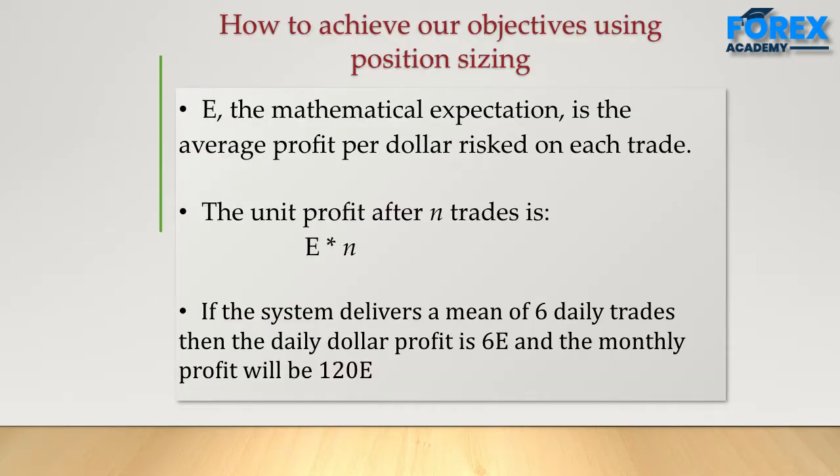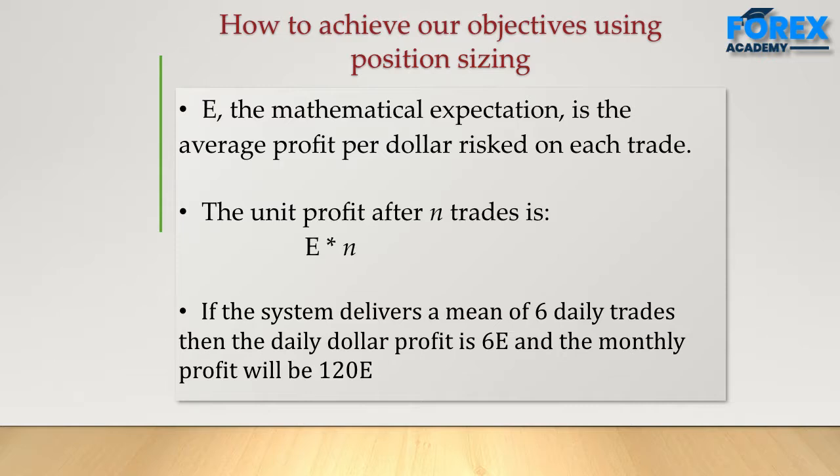You already know what expectancy is, but the beauty of this number is that, together with the average number of trades, it tells you the R multiple your system delivers in a time interval. We know from a previous slide that E, the mathematical expectation, is the average profit per dollar risked on each trade. Therefore, the unit profit after N trades is equal to E multiplied by N. If the system delivers a mean of 6 daily trades, then the daily dollar profit is 6E, and the mean monthly profit will be 120E.